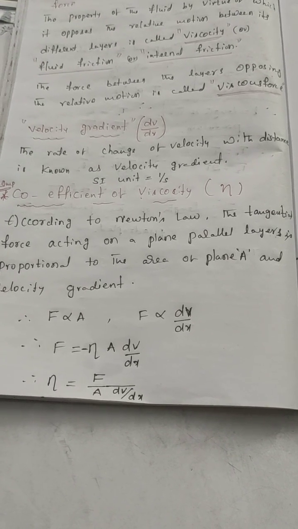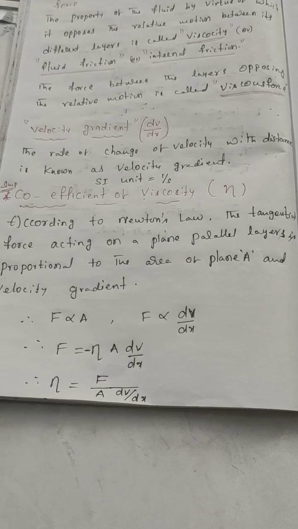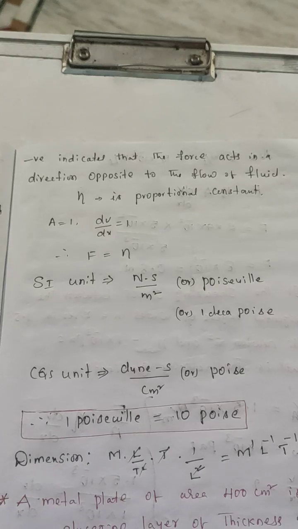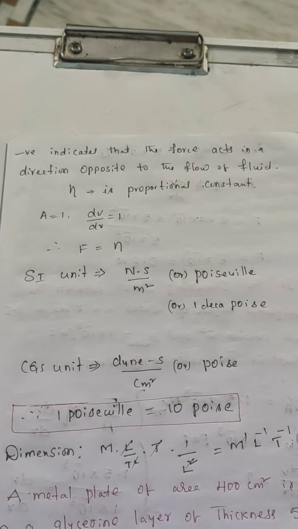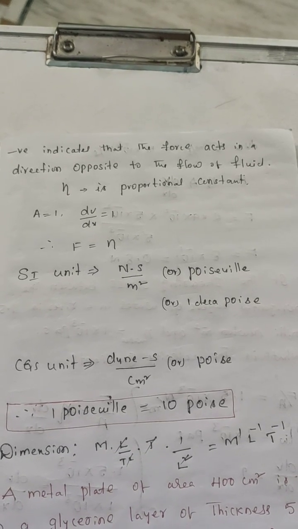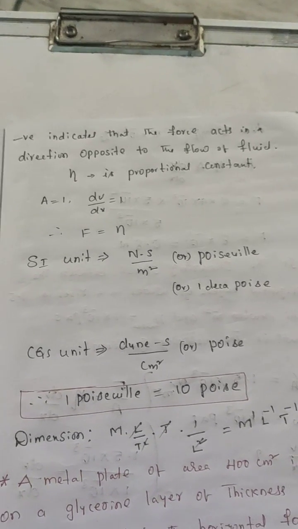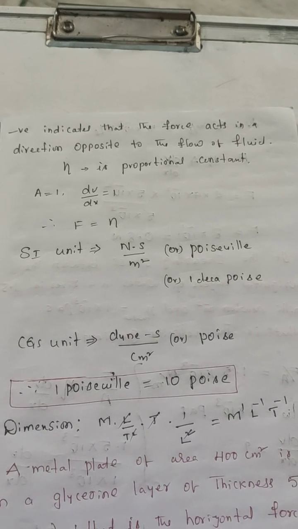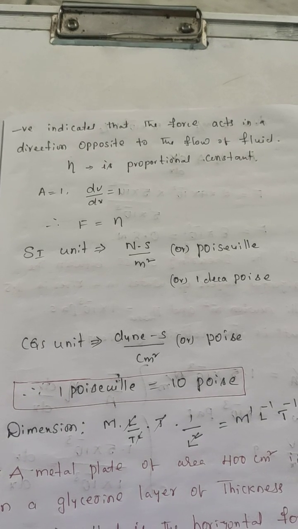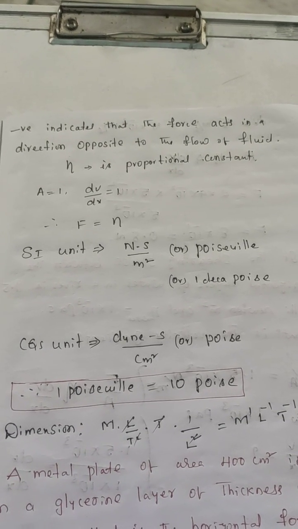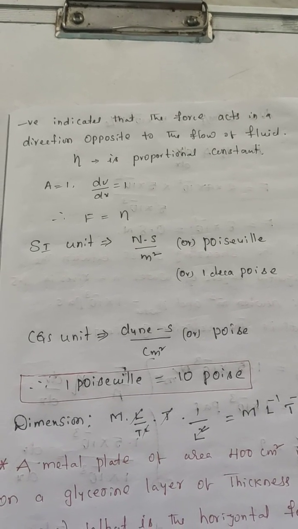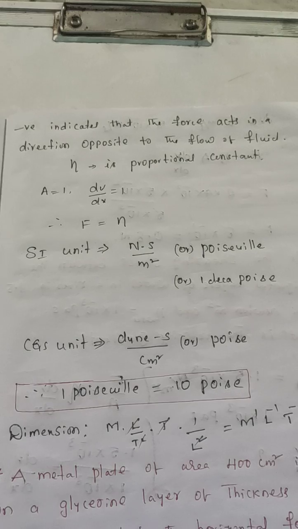Eta is equal to F by A dV by dx. This negative indicates that the force acts in a direction opposed to the flow of fluid. Eta is the proportional constant. Whenever the area is 1 and the velocity gradient is 1, the tangential force equals the coefficient of viscosity.